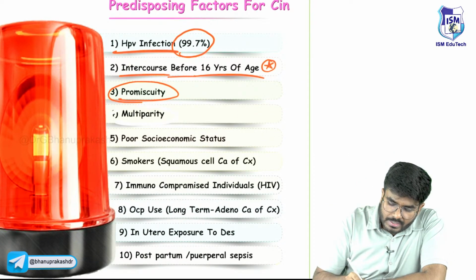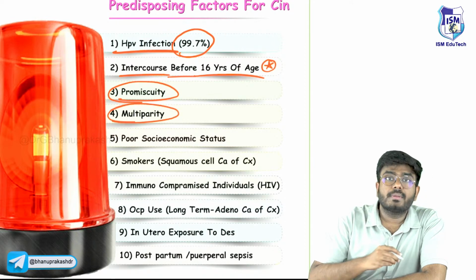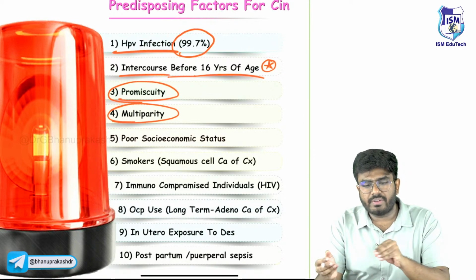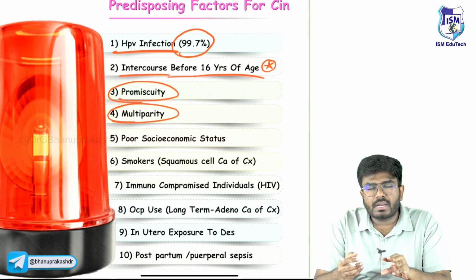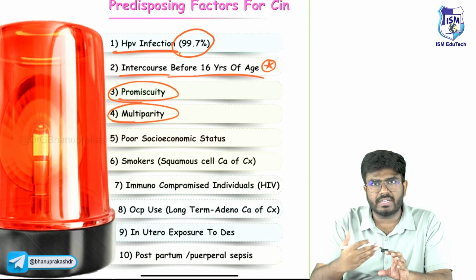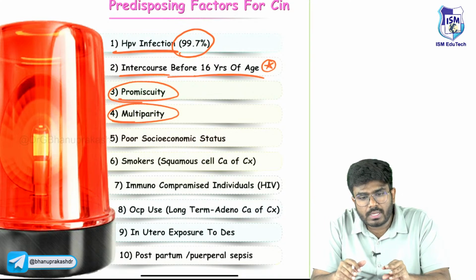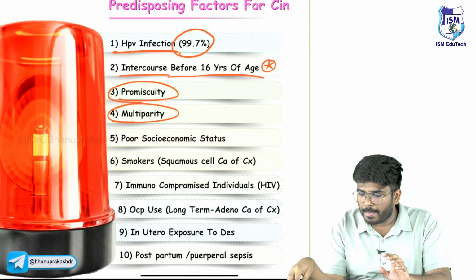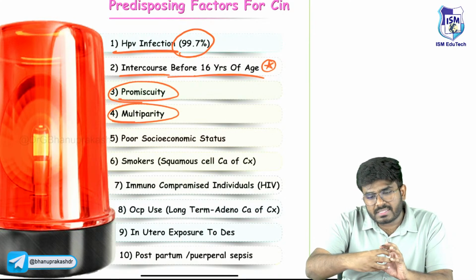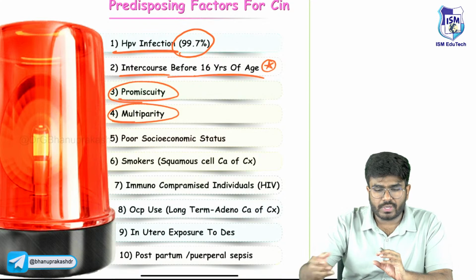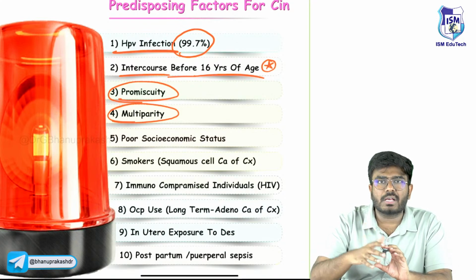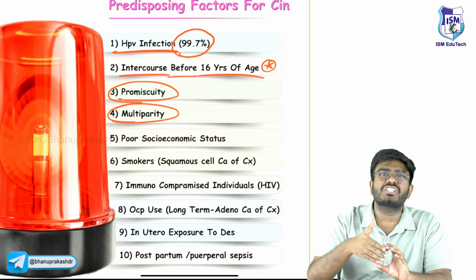Next, multiparity. Multiparity means multiple pregnancies, multiple deliveries. The more deliveries, the more the transformation zone is externalized, with more and more vaginal deliveries. Not only that, during delivery, when the baby is coming out of the uterus through the cervix, there is shedding, right? All the cells are going to be removed, shed out.